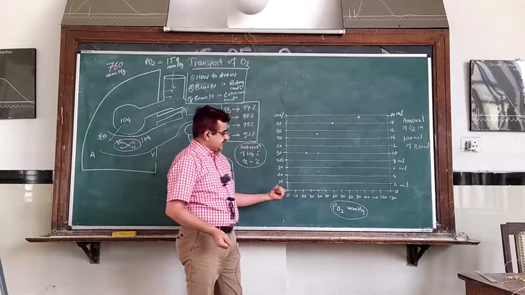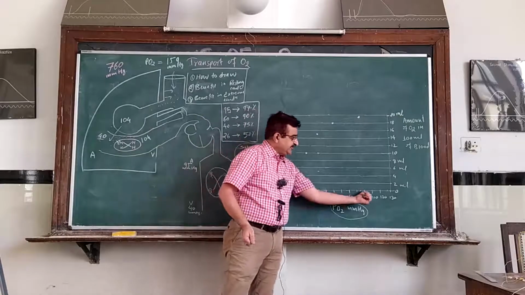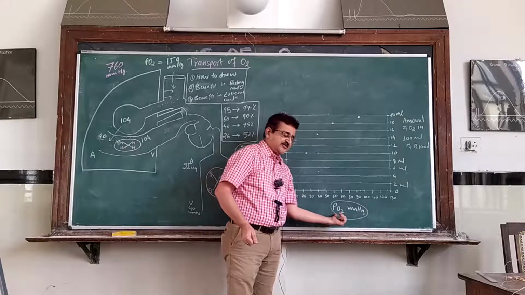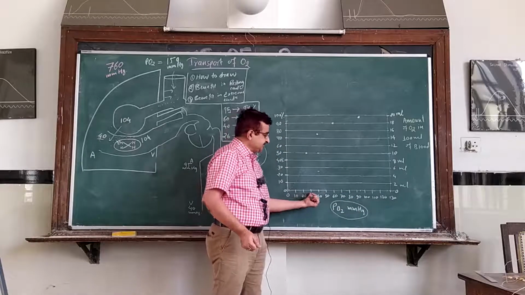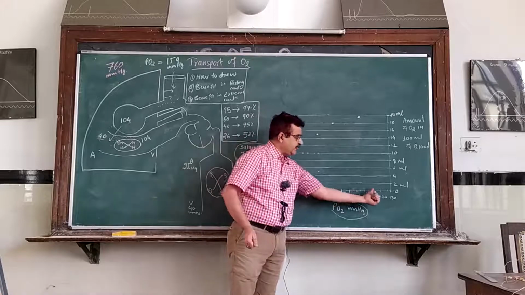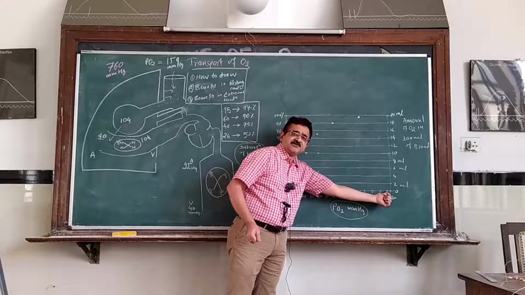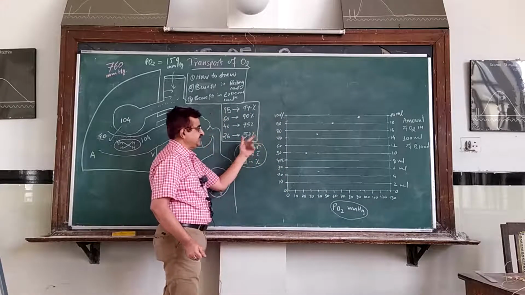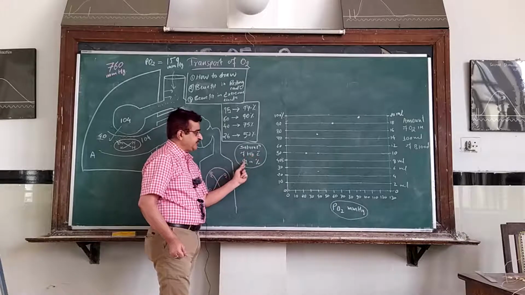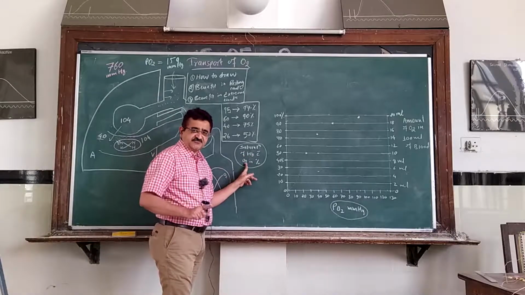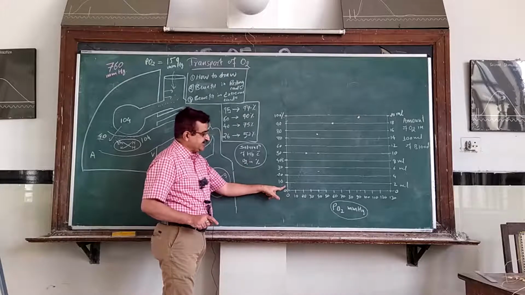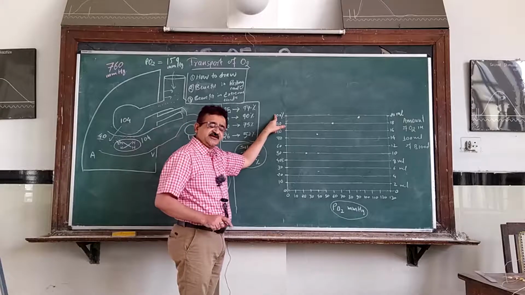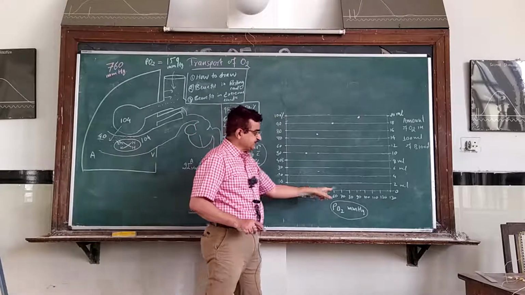How to draw this curve? This curve is drawn with the horizontal axis showing the partial pressure of O2, and it is calibrated in multiples of 10, from 10, 20, all the way up to 130 millimeter of mercury. On one vertical axis, we have the saturation of hemoglobin with oxygen, in percentage form. The scale is calibrated as 10, 20, 30, all the way up to a maximum of 100%. So these are the two scales.